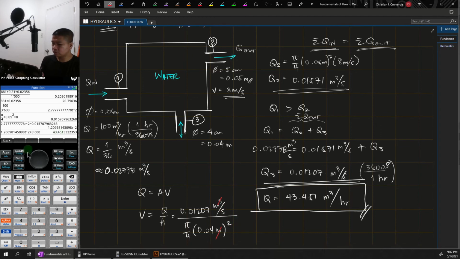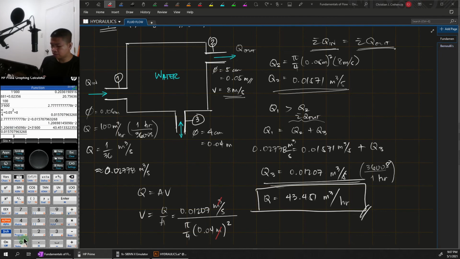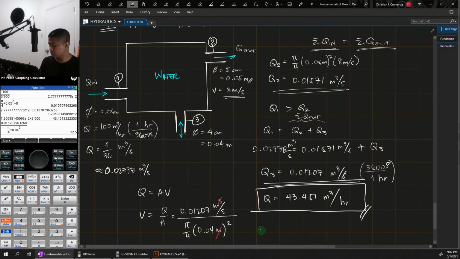Okay? So, yung discharge Q, yun. Then, divided by pi over 4. Then, times diameter squared, 0.04 squared. So, velocity 3 is equal to 12.5 meter per second. Okay.